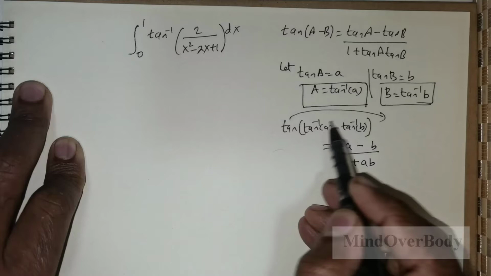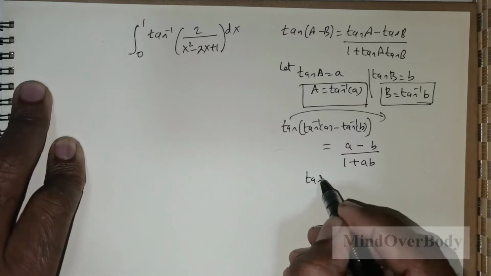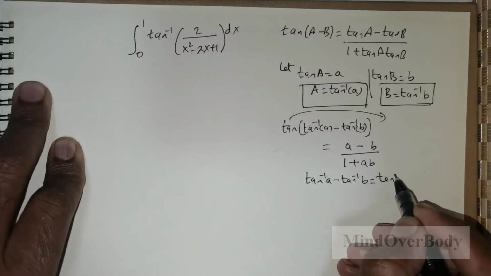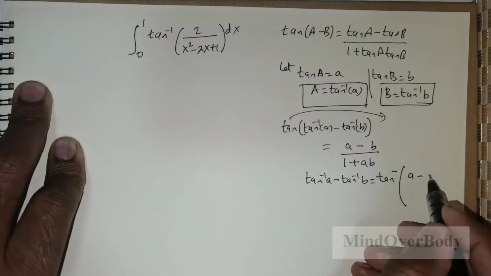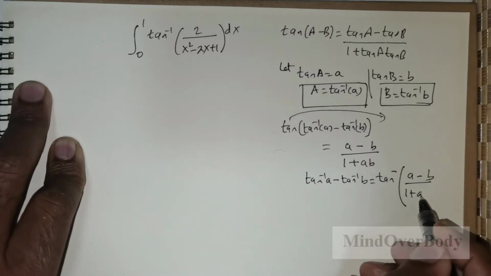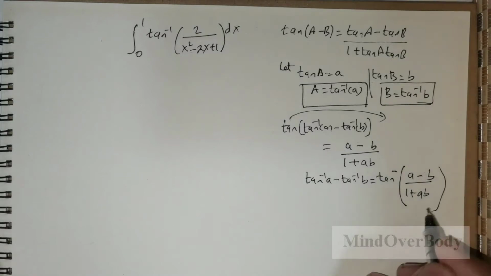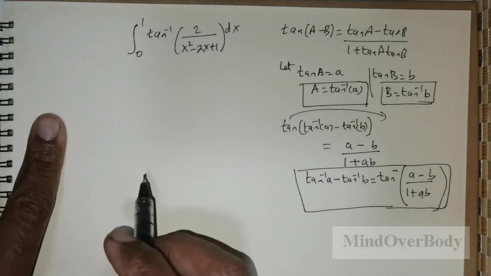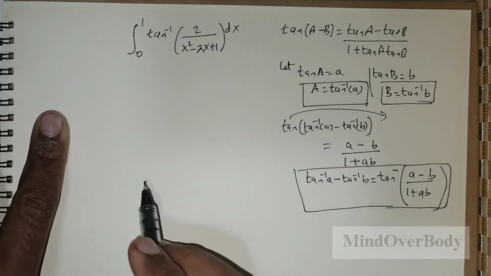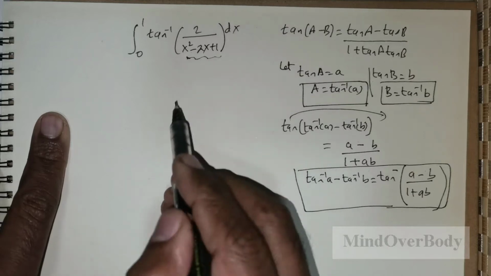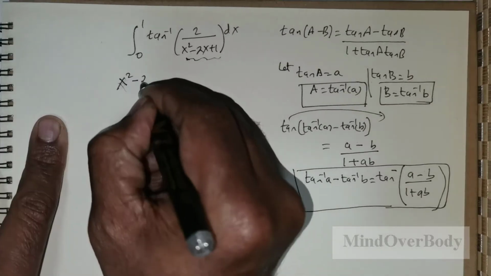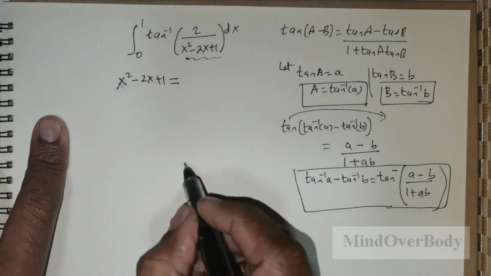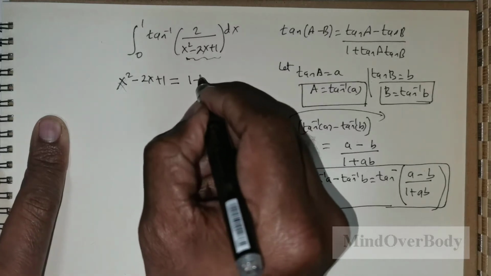Now, move this tan to the other side. So that would give you tan inverse of a negative tan inverse of b to be equal to tan inverse of (a negative b) divided by (1 positive ab). Okay, so this is the formula that we would be using over here. Now, the plan is to achieve the denominator x squared negative 2x positive 1 to be in the form of 1 positive a times b.